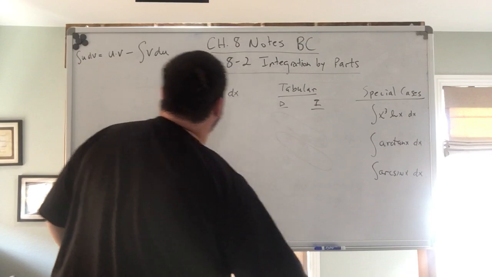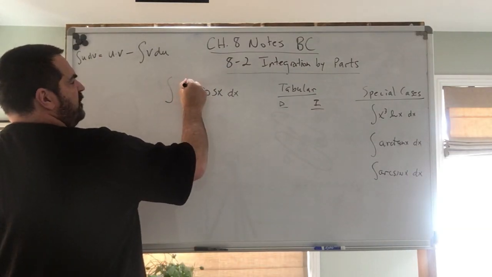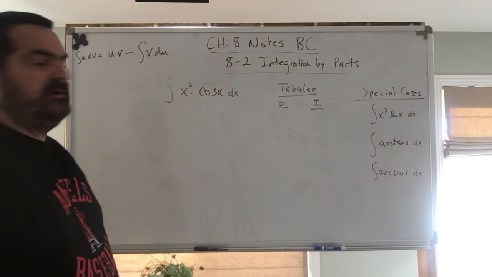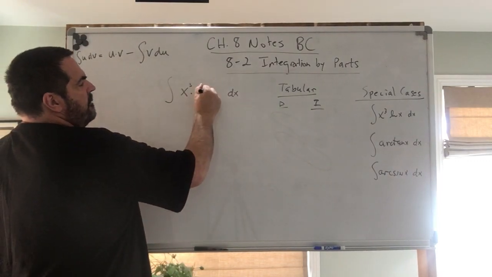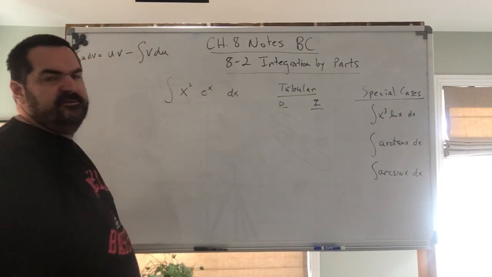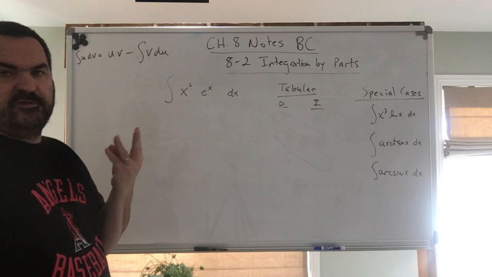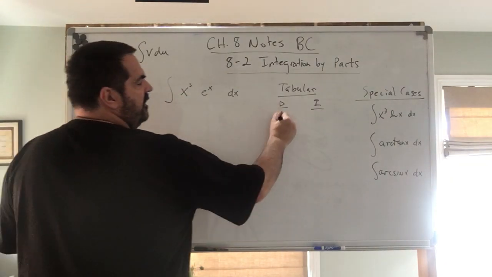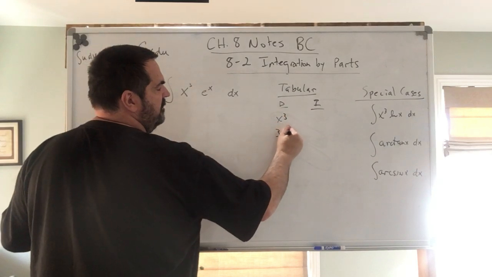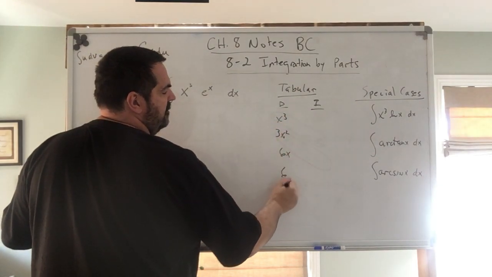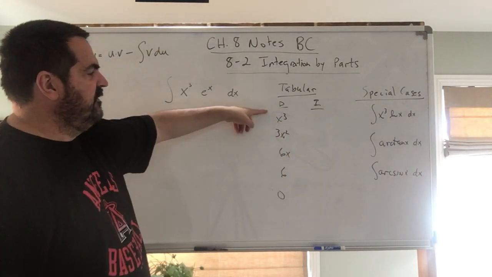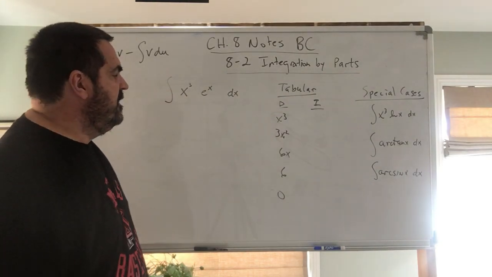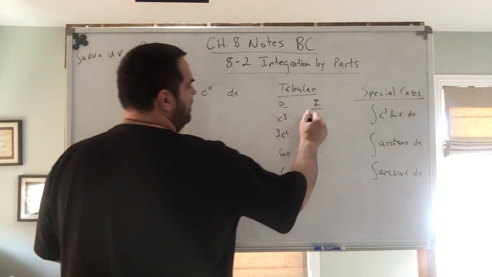All right, so let's say this was x cubed e^x. I'll even change this to e^x. I do not want to do 3 integrations by parts. That's how many it would take to get rid of x cubed. So I do tabular. Take the derivative of x cubed: 3x squared, 6x, and 6 and 0, right? Then I take the integrals of e^x.